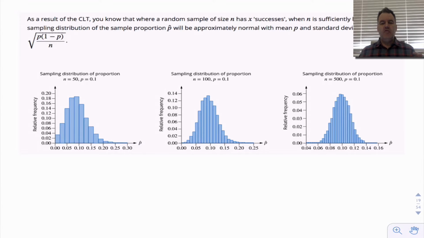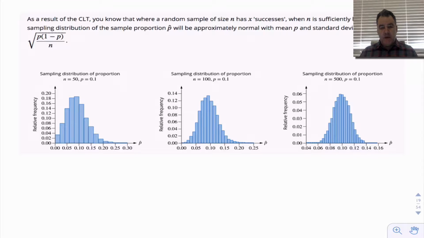So we know from the central limit theorem about the sampling distribution of the proportion. When we take samples from a population, as long as we take enough samples, eventually the distribution of all the samples looks like a normal distribution. You can see here on these graphs, we start off with n equals 50 and p equals 0.1. So we've got 50 trials, and 0.1 is the probability of success at each trial. When we do that sampling distribution, it's kind of looking normal, but it's a bit skewed. It's not exactly right.